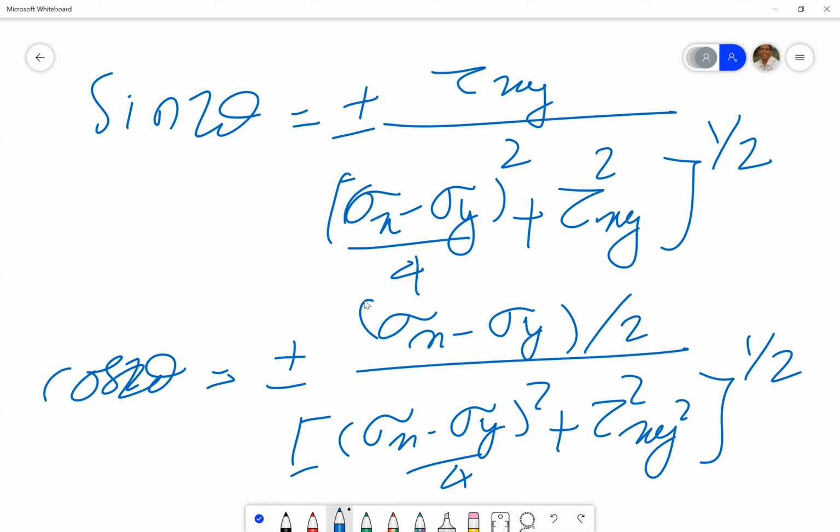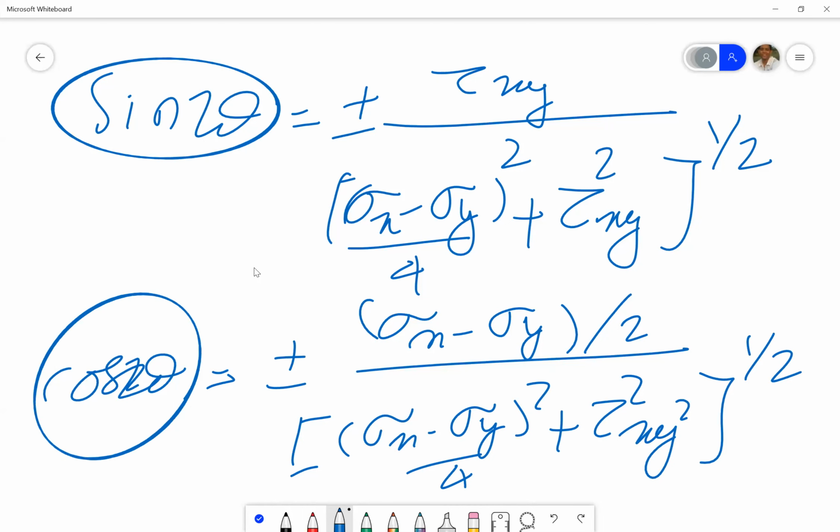If we put these values of sin 2 theta and cos 2 theta in sigma x dash, then we can calculate the principal stresses. So let's put these values of sin 2 theta and cos 2 theta in the sigma x dash equation. I'm now sharing my screen. If you put sin 2 theta and cos 2 theta values in the above equation of sigma x dash, then we'll find sigma max and sigma minimum. There is a sigma minimum also.